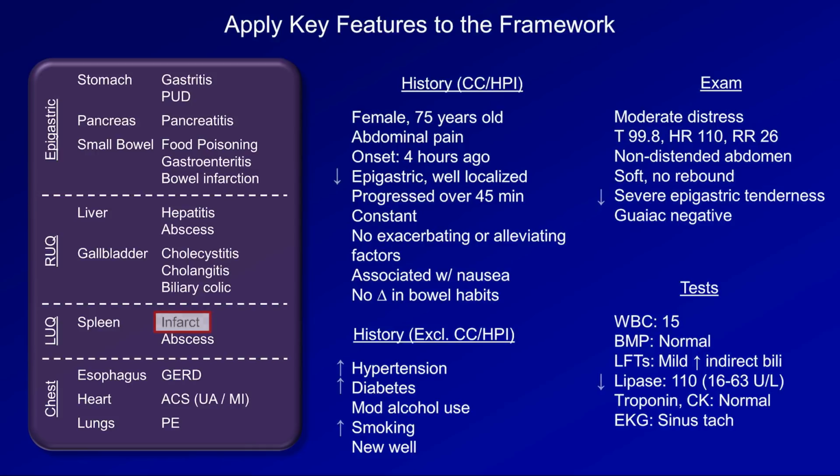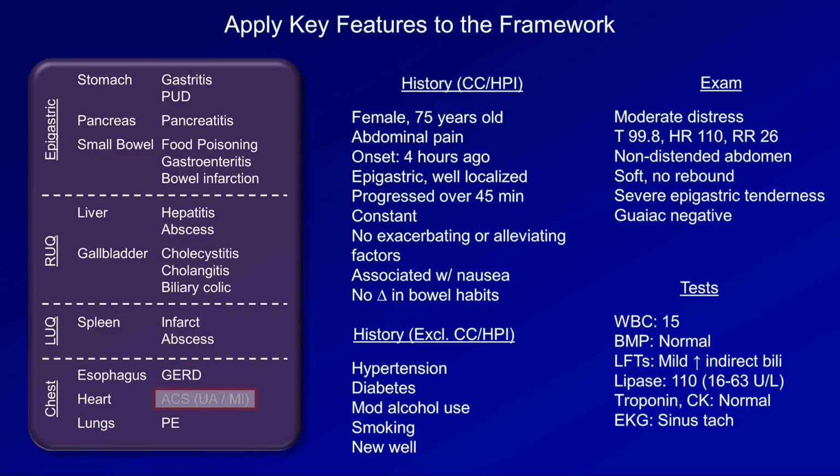The patient has risk factors for a splenic infarct, though this usually does not radiate to the epigastric area and is a relatively rare diagnosis. Same for a splenic abscess. Moving into the chest, the acuity and severity of illness rules out GERD.